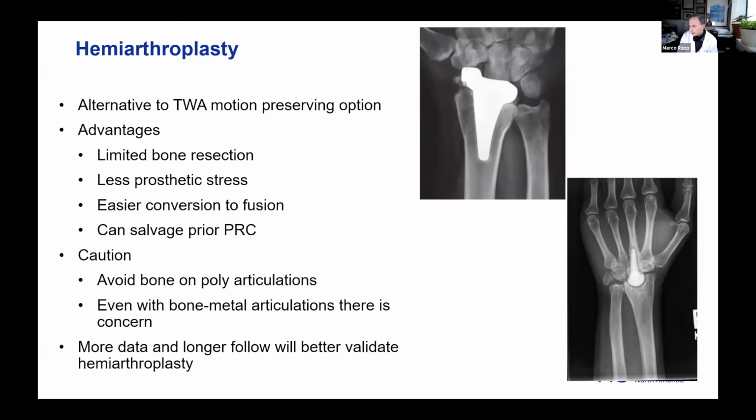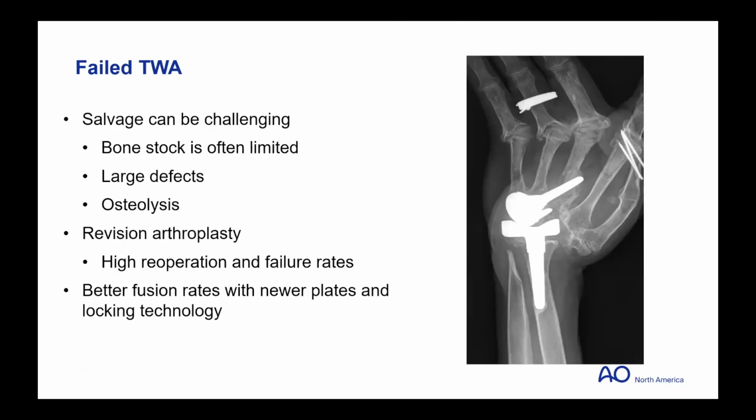Avoid bone-on-poly articulations. This has been shown to be a poor outcome. Typically, even bone and metal articulations are concerning and don't seem to work in other areas of the body. So those should be approached with caution. And we concluded that more data and longer term follow-up would better validate this option. And then I spoke about failed arthroplasty.